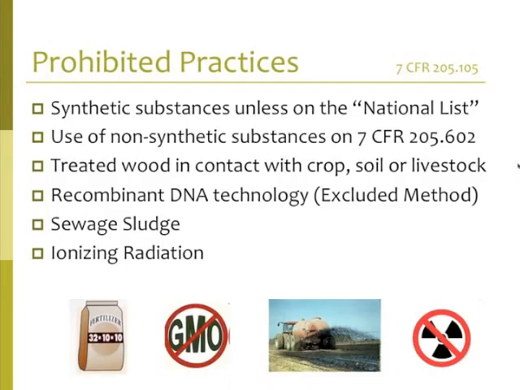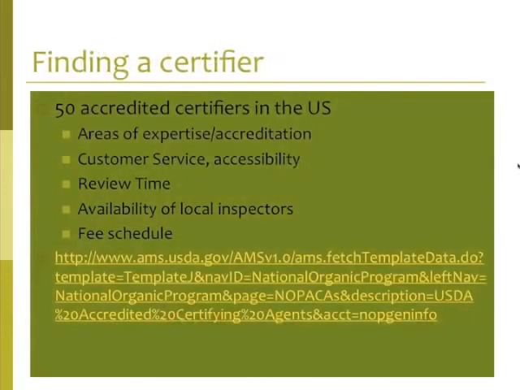Additionally, treated wood can't be used in contact with organic soil or crops, also not in contact with livestock, and genetically modified organisms, sewage sludge, and ionizing radiation are also prohibited in organic production. So once you determine that your operation meets those requirements, then you can start to develop an organic system plan.